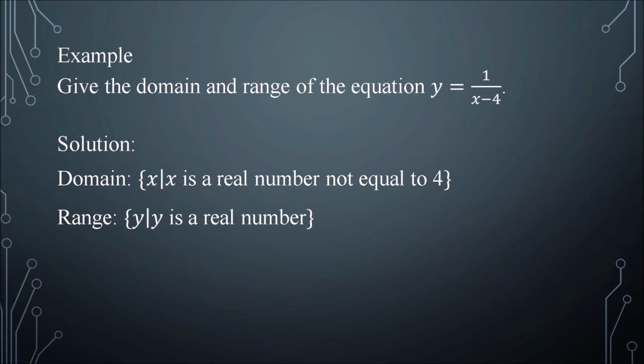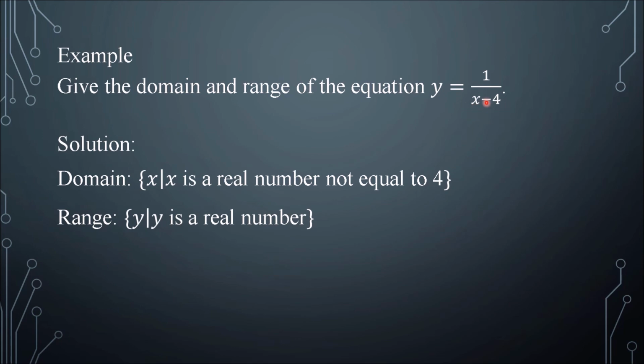Let's have the last example. Give the domain and range of the equation y is equal to 1 over x minus 4. Now the domain is x such that x is a real number not equal to 4. Why not equal to 4? As you can see, if the denominator of this is 0, then y is undefined. y must not be undefined. That's why the restriction there is x must not be equal to 4.